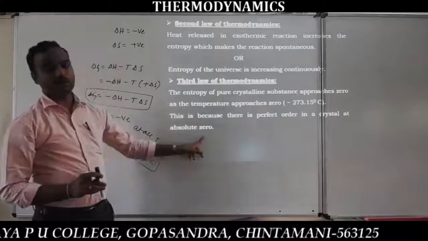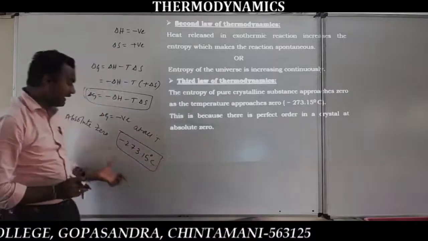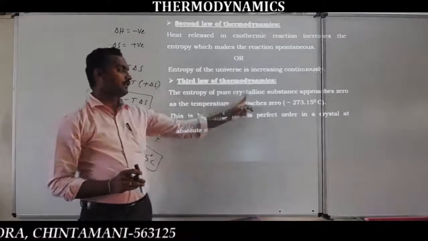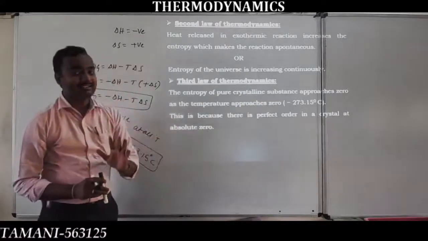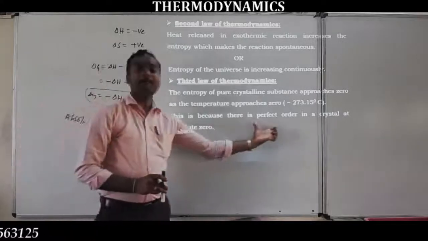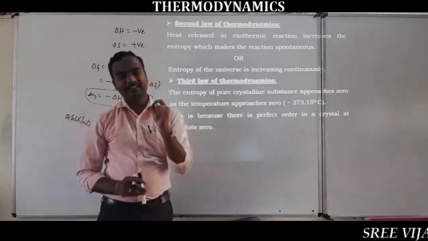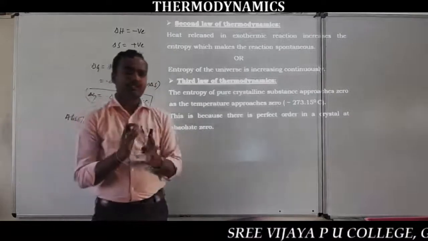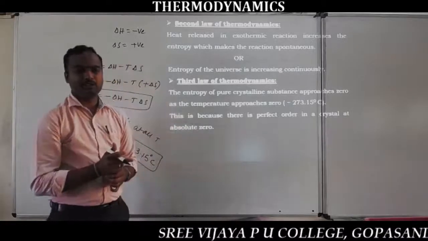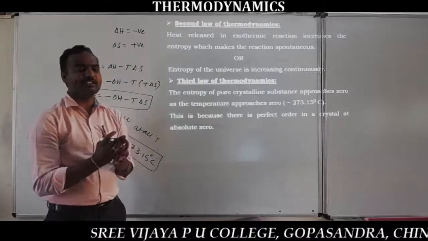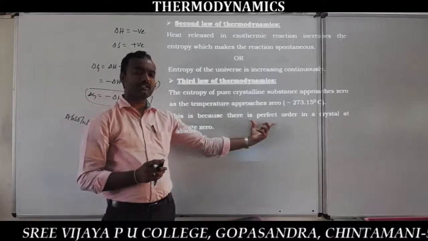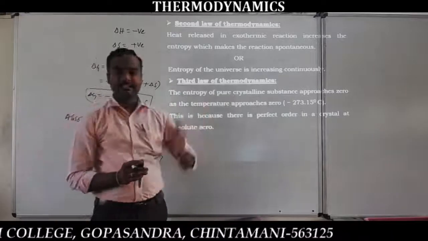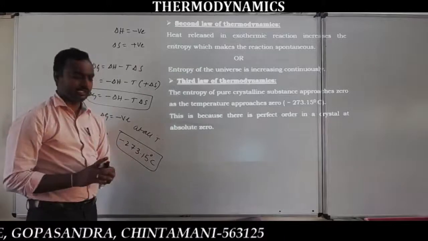So at the absolute zero temperature, which is minus 273.15 degrees Celsius, the entropy of the crystalline substance approaches zero, and delta S is zero. Perfect order in the arrangement: the constituent particles in crystalline solids have a perfectly regular arrangement, and there is no movement of particles in the crystalline solids. That's why it is called perfect order in the crystal, and hence there is no randomness. The entropy is taken as zero or approaches zero. So that is the third law of thermodynamics.